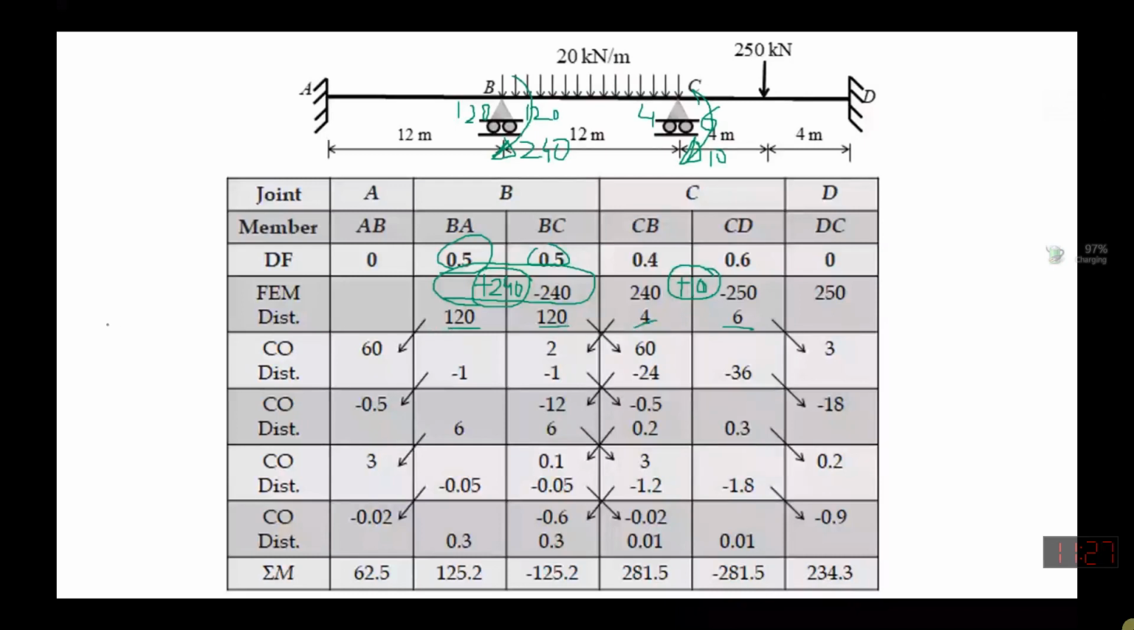If you see, it is written over here, and we have seen its definition again and again: the moment that is distributed from the joint to the adjacent panel. Did you understand or not? Got it or not, guys?